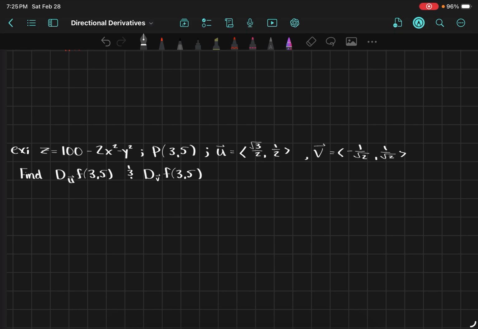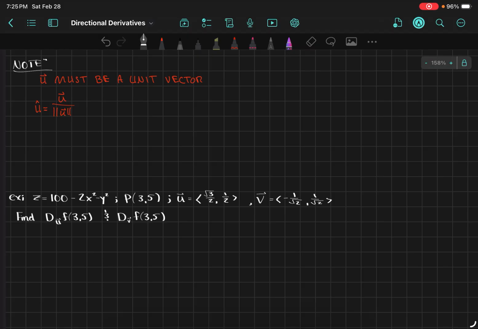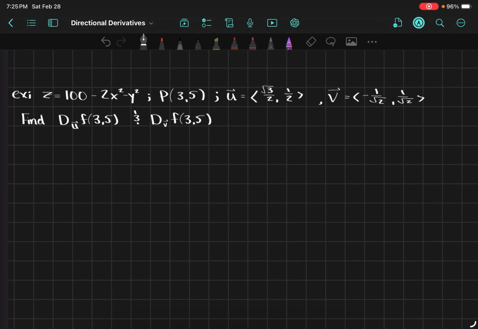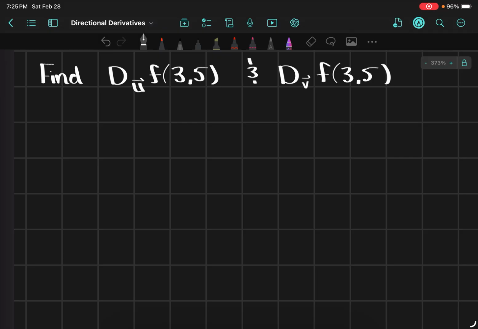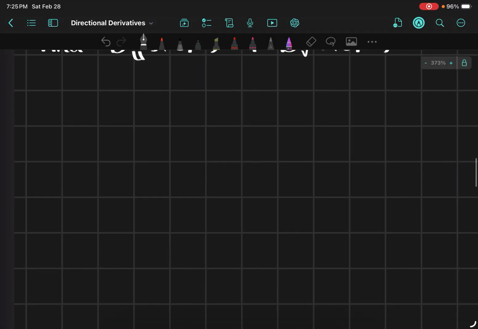So how are we going to go about doing this? Well, first of all, I want to come back to our note over here that u must be a unit vector. So let's just go ahead and make sure that these are unit vectors real quick. A unit vector is when the magnitude of these vectors that we have here is equal to 1. So let's just go ahead and make a check.